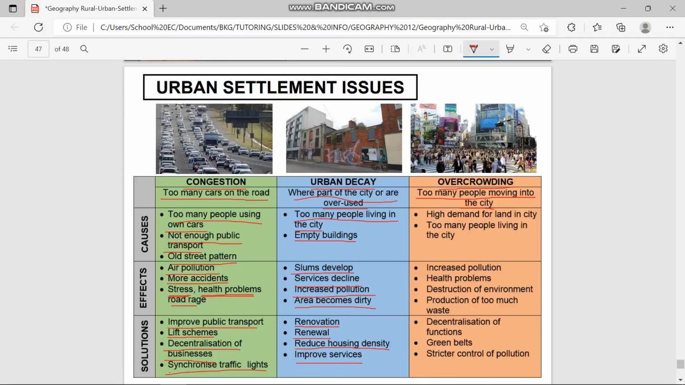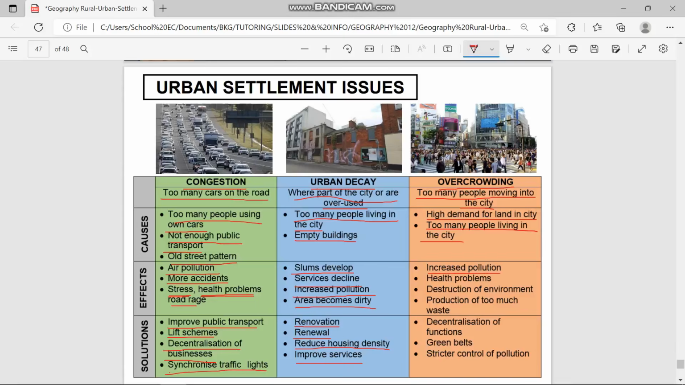What are the causes that make these people move and be overcrowded in the city? There is high demand for land in the city. That's number one. There are too many people living in the city already, so there are other people that are moving there too, causing this overcrowding. Effects. What are the effects?